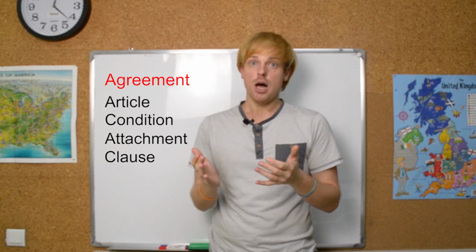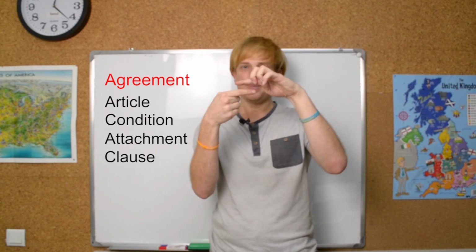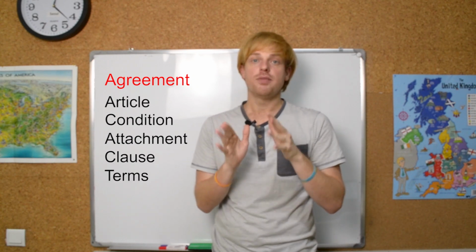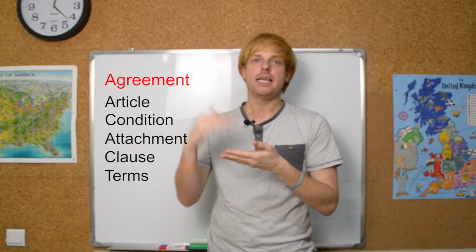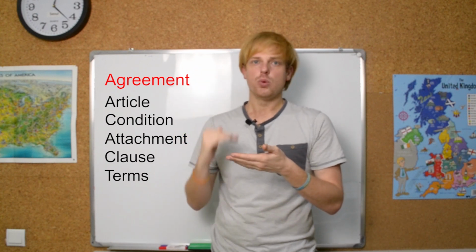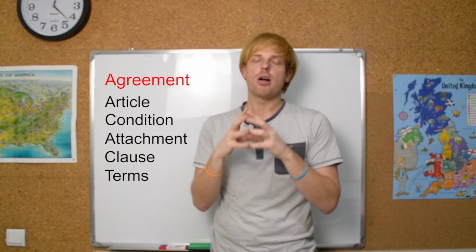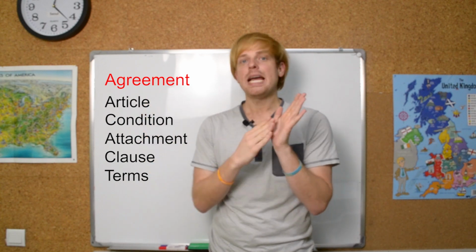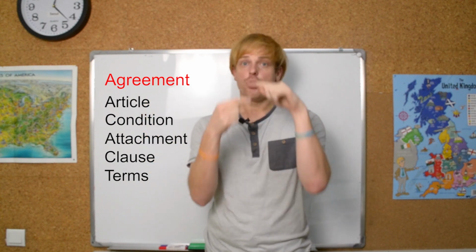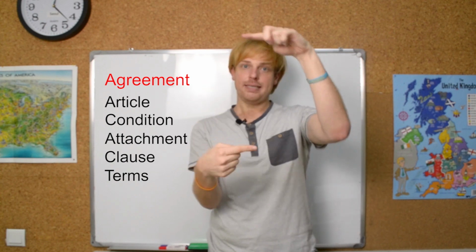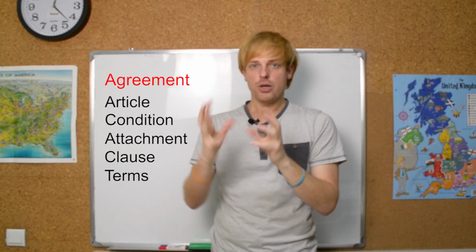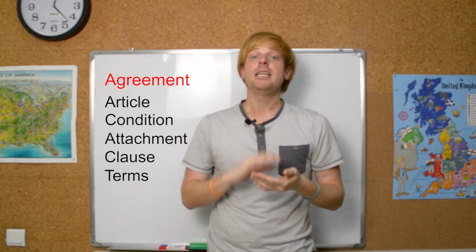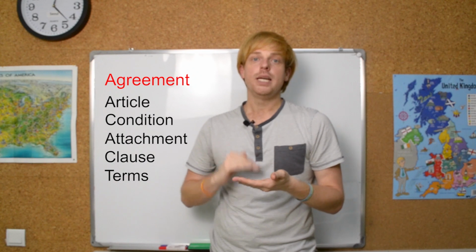You also have a clause. A clause means a specific rule in the contract. And you have the terms of a contract. Terms means the list of rules. All of these are very important to understand. What is in the contract, what is attached to the contract, what are the rules, and what is the set of rules. If you understand that, then all you need to do is go through the contract and see if you agree to every rule.